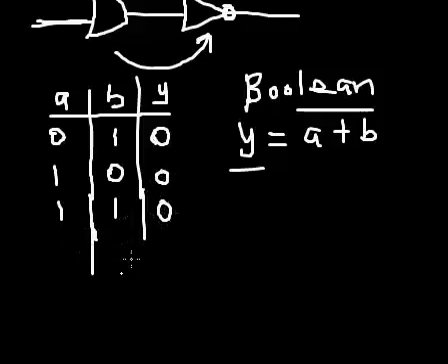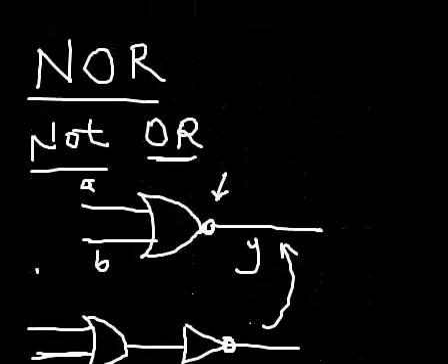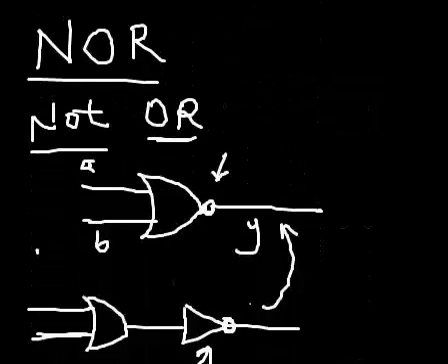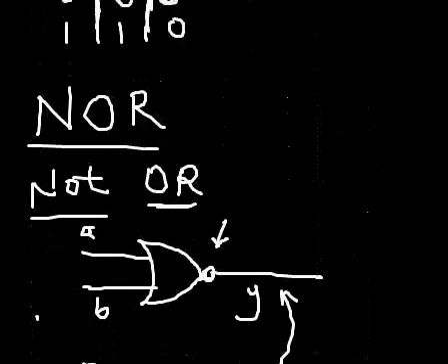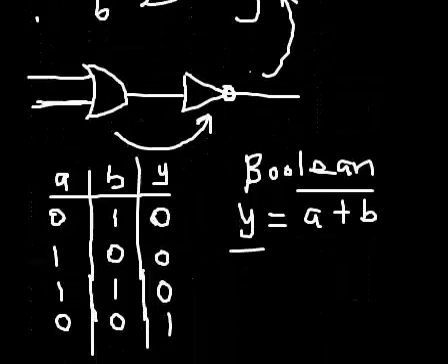Okay, then the last but not the least, 0 plus 0 is 0. When I invert it now, it becomes 1. So that is for the NOR gate.